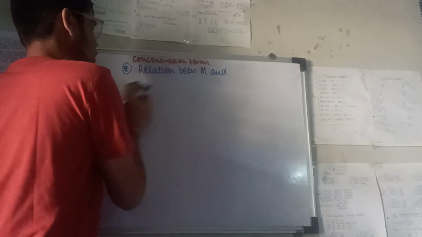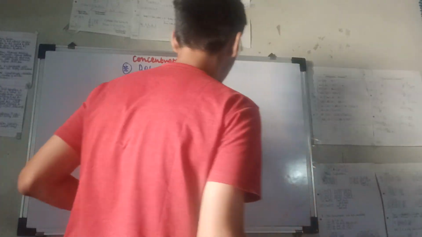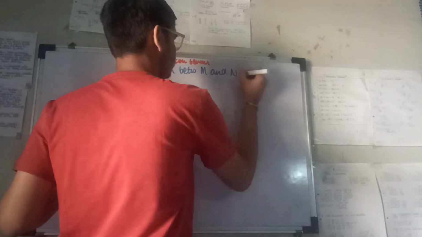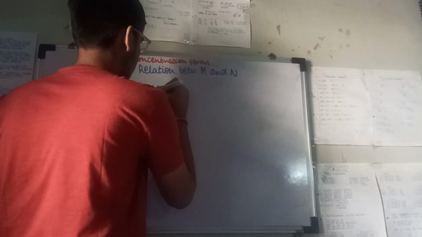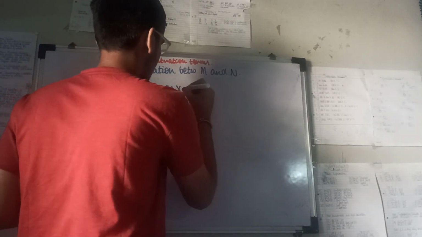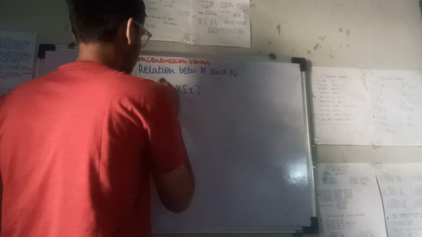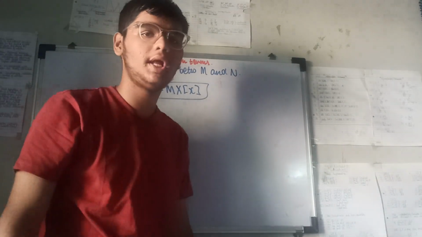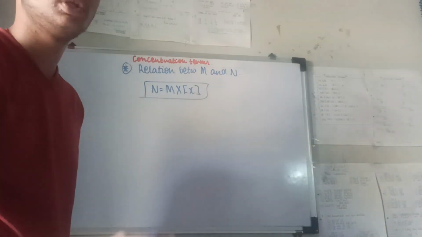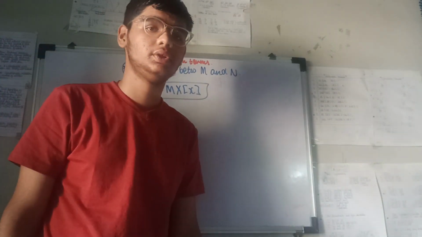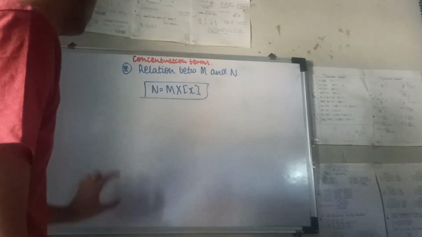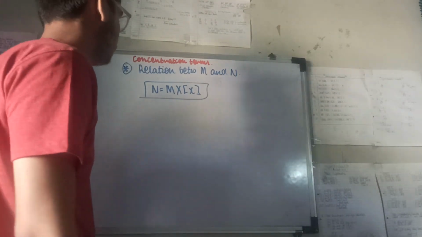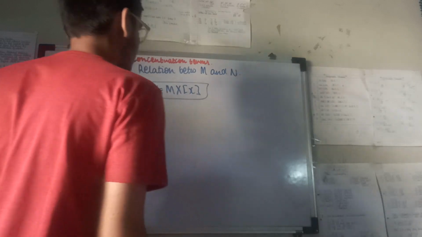Now relation between molarity and normality. Normality is equal to molarity into factor x. Short relation. Normality is equal to molarity into factor x. We have discussed factor x 5 minutes earlier. That is the same case. Now let's move on to the next relation.